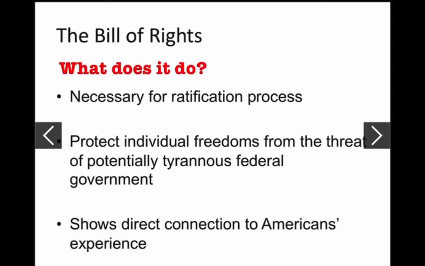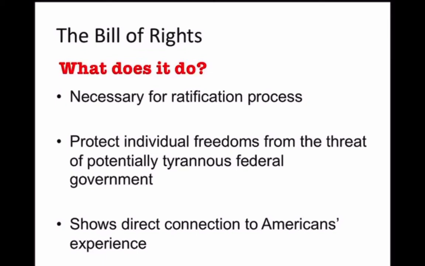So what is the Bill of Rights and what does it do? So the Bill of Rights, we tend to think of it as like a separate document. It's not. It's literally like the next page in the U.S. Constitution, right? What it does is it specifically states what protections you have against the tyranny of the federal government, okay? And so it is absolutely necessary for the ratification process, right?